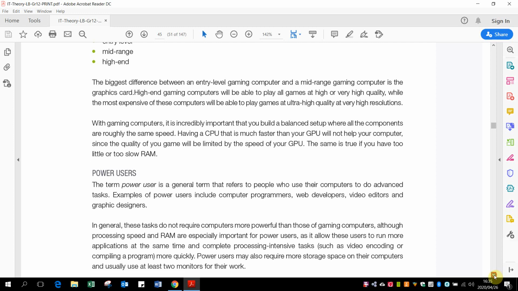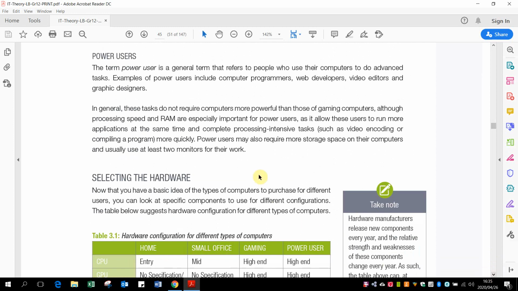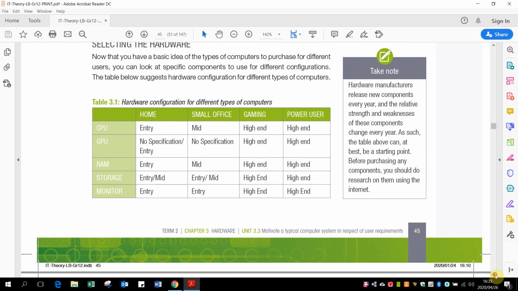And then our power users also need a lot of something specific. Video encoding could be, or as I said, architects. They've got computer programmers, web developers, video editors. All those people might need a power intensive computer to be able to do everything they need to do.